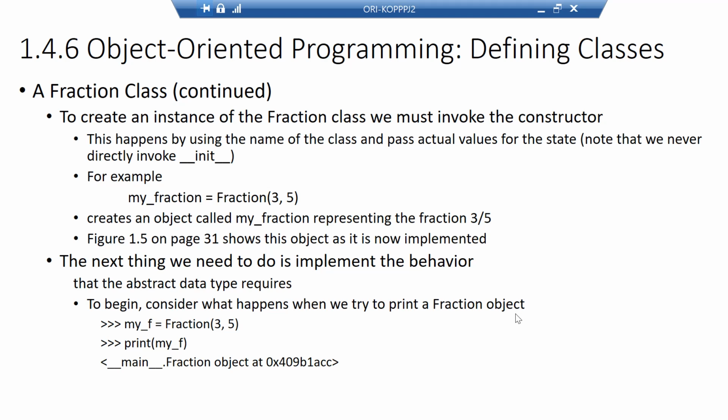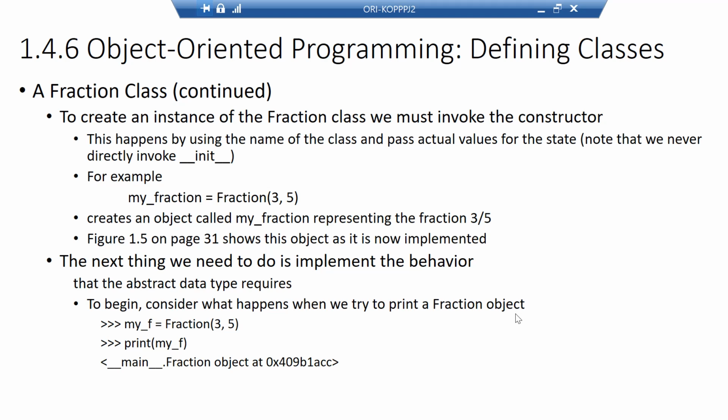To create an instance of the fraction class, we must invoke the constructor. This happens by using the name of the class and passing actual values for the state. Note that we never directly invoke init. You don't ever call init by saying something like x.init. You don't do that. Init is called automatically when you create the instance. So for example, my fraction equals fraction 3 comma 5 creates an object called my fraction representing the fraction 3/5. Figure 1.5 on page 31 shows this object as it is now implemented.